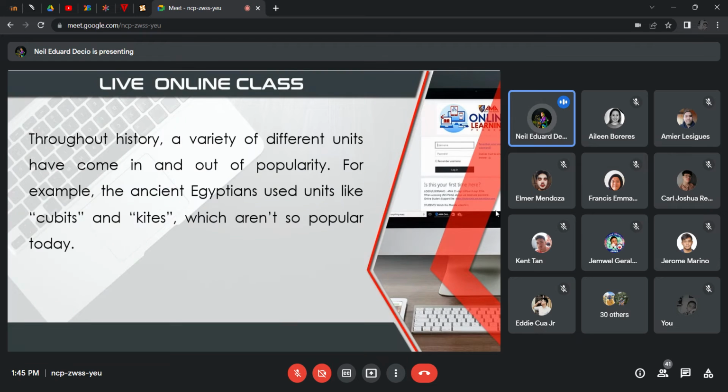Throughout history, a variety of different units have come in and out of popularity. For example, the ancient Egyptians used units like cubits and kites, which I don't know if you've already heard of. Those are not units being used today. We don't even know what they are.